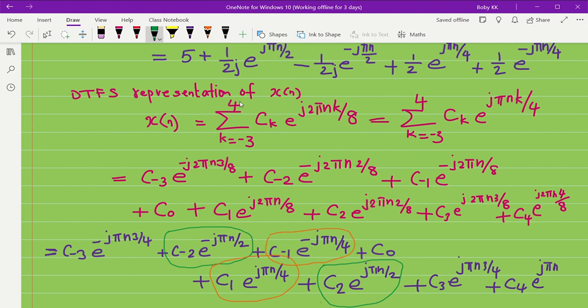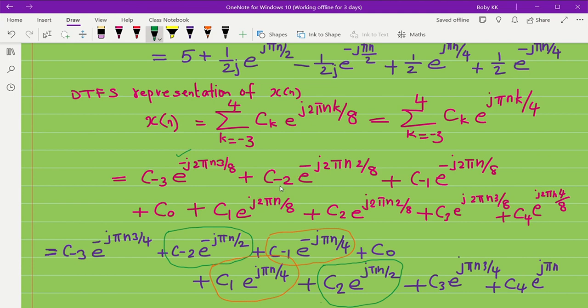-3 to 4, once again we have taken c_k e raised to j 2 pi nk by 8. So for the values of k, capital N is equal to 8, so this cancels out to give nk by 4. We give different values to k. c_-3 e raised to -j 2 pi n times 3 by 8. The minus here comes from the -3, note that.